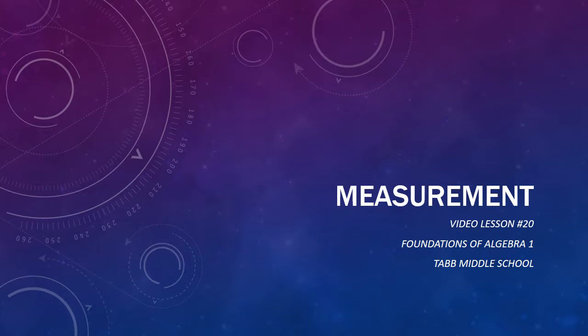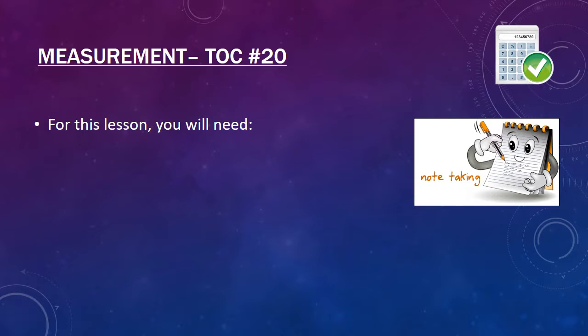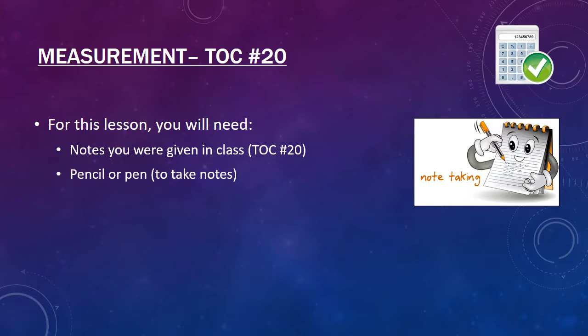It's time for video lesson number 20. Today's lesson is on measurement, meaning area, perimeter, surface area, and volume. You will need for this lesson, of course, your TOC number 20. You will also need a pen or pencil to take notes.